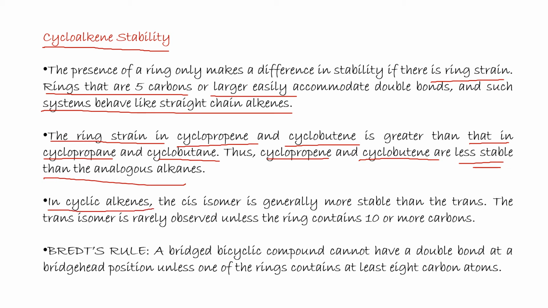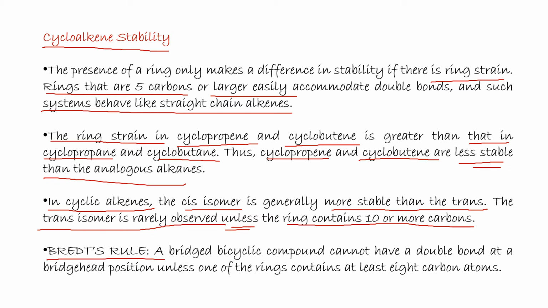In cyclic alkene, cis isomer is generally more stable than that of the trans. The trans isomer is rarely observed unless a ring contains 10 or more carbons. So starting from 10 and above, you can see that you could have a stable trans cycloalkene.